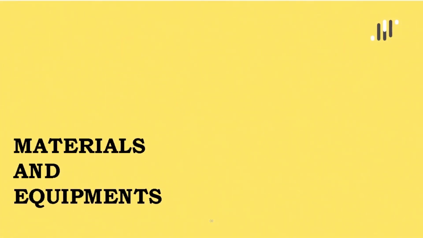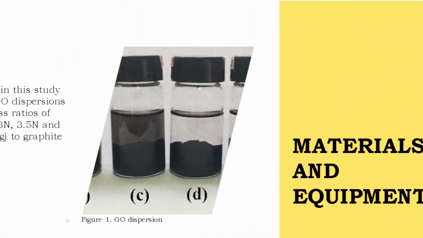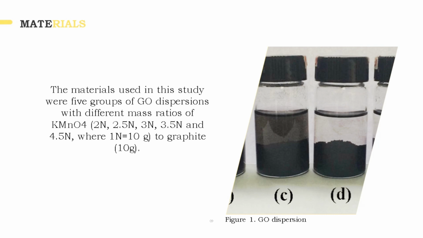Now let's proceed to the materials and equipments used in this study. The materials used in this study were 5 groups of graphene oxide dispersions with different mass ratios of KMnO4 to graphite. These mass ratios are 2N, 2.5N, 3N, 3.5N, and 4.5N, where 1N is equal to 10 grams, and the amount of graphite is also equal to 10 grams.